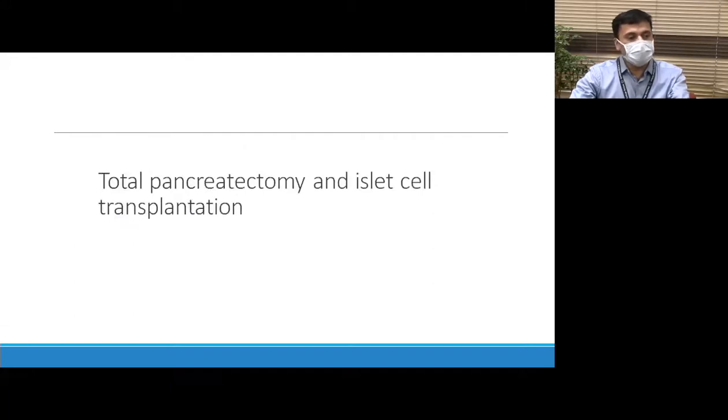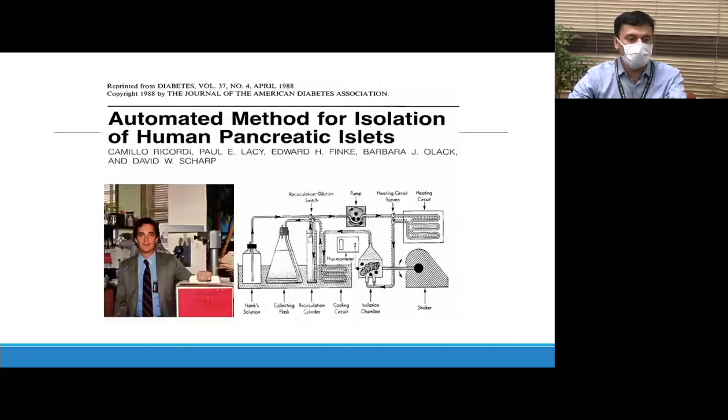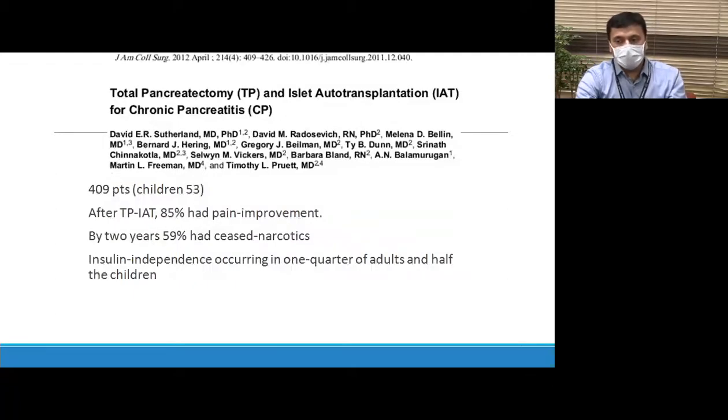So the recent advance in this field is for a patient to undergo total pancreatectomy and islet cell transplantation. The islet cells are removed and introduced into the portal vein, eventually lodge in the liver, and tend to secrete insulin. Total pancreatectomy and islet autotransplantation was studied in patients, predominantly adults, but including about 53 children among 409 patients. In these patients, 85% had improvement in pain, and by 2 years nearly 60% of them could stop the narcotics, and insulin independence occurred in about one quarter of adults and half of the pediatric children.